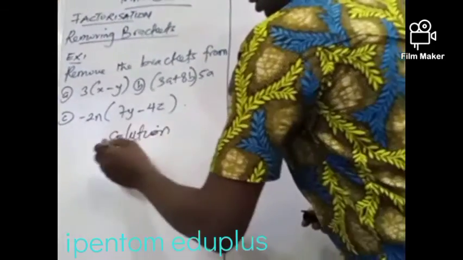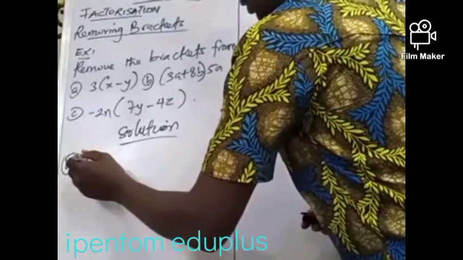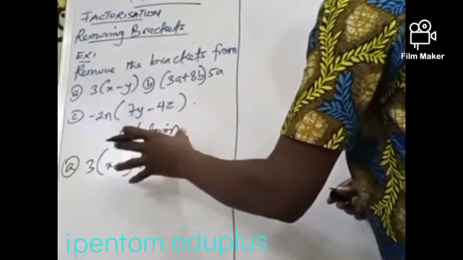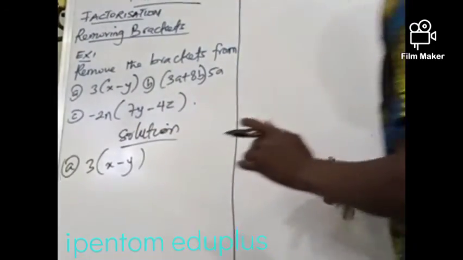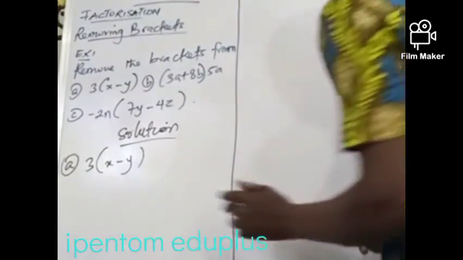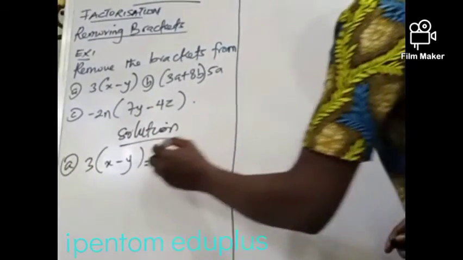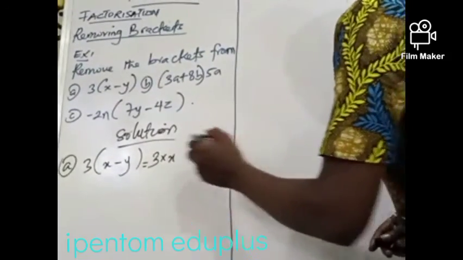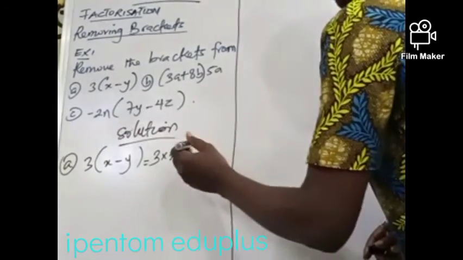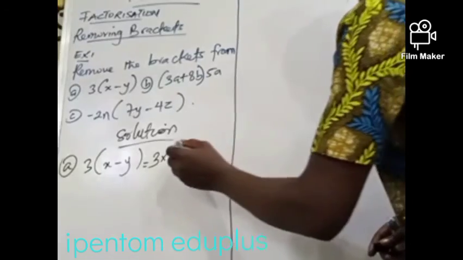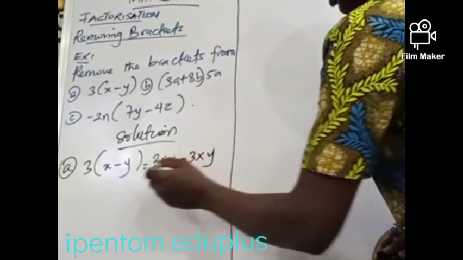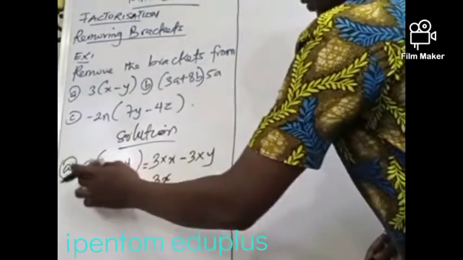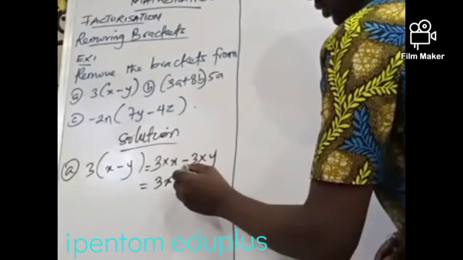It's not difficult. So the first question: 3 times x minus y. You can see that x minus y is inside brackets. So we are using 3 to multiply x minus y. How do we remove the bracket? We use the 3, which is outside the bracket, to multiply x. We use the same 3 to multiply minus y, but the sign will come first before the multiplication. So we write minus, then 3 times y, so that 3 times x will give me 3x, then 3 times minus y will give me minus 3y.